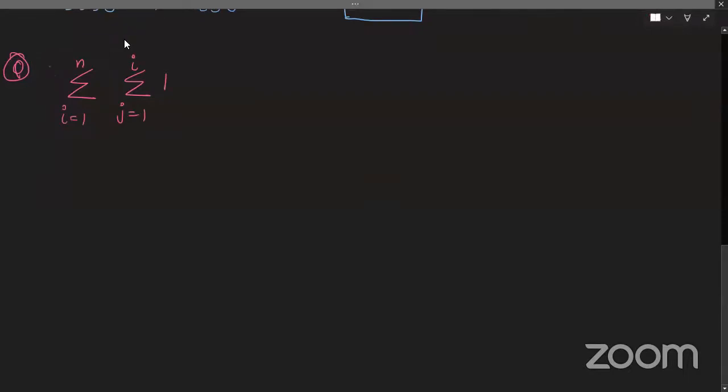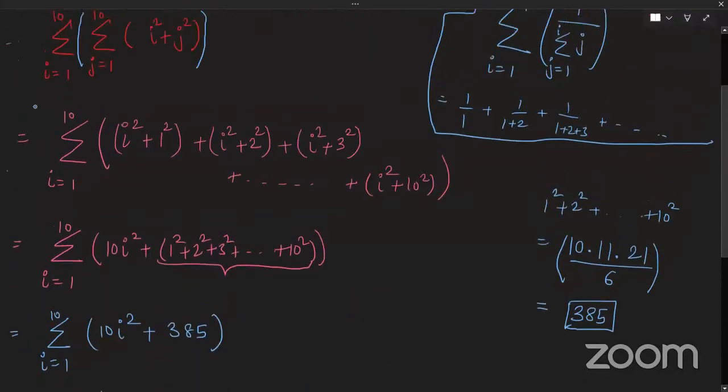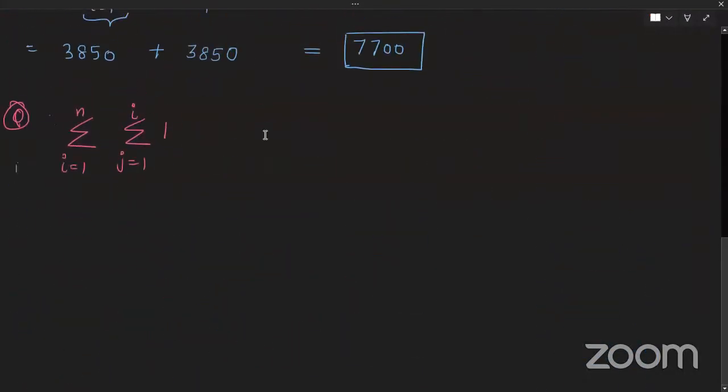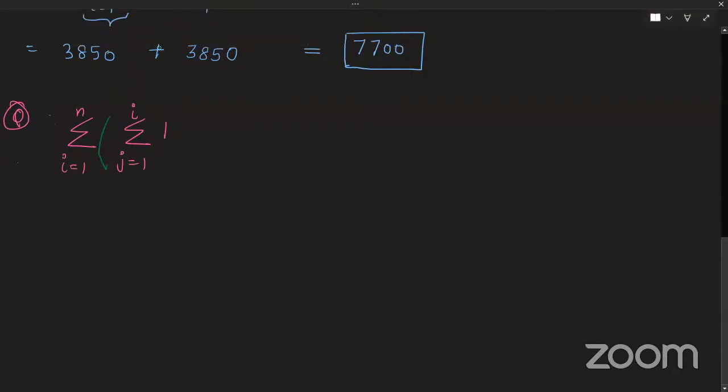Got the question, everyone? Two sigmas, so two variables. Previously also we had two variables only, i and j. This time also we have two variables only. Any issues? So tell me, how should we solve it?